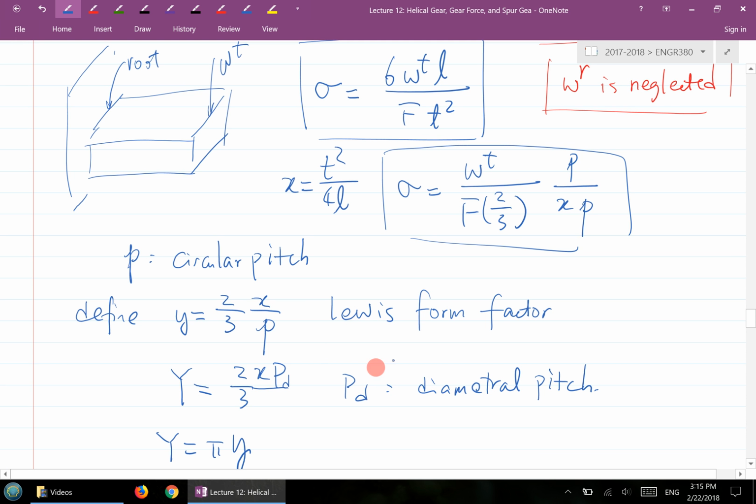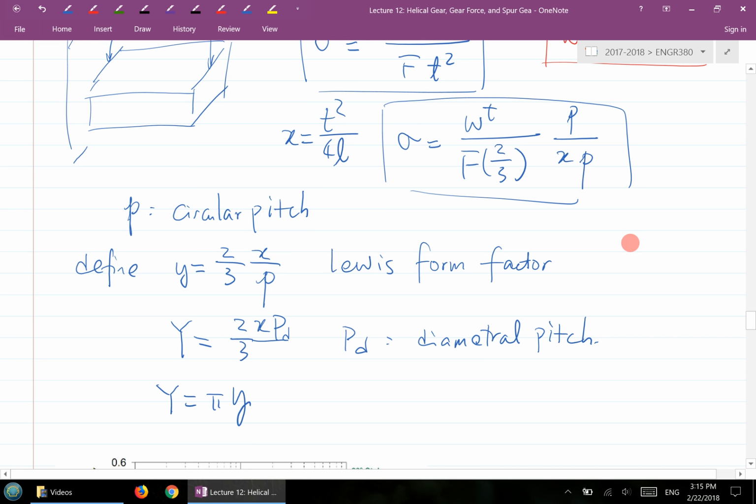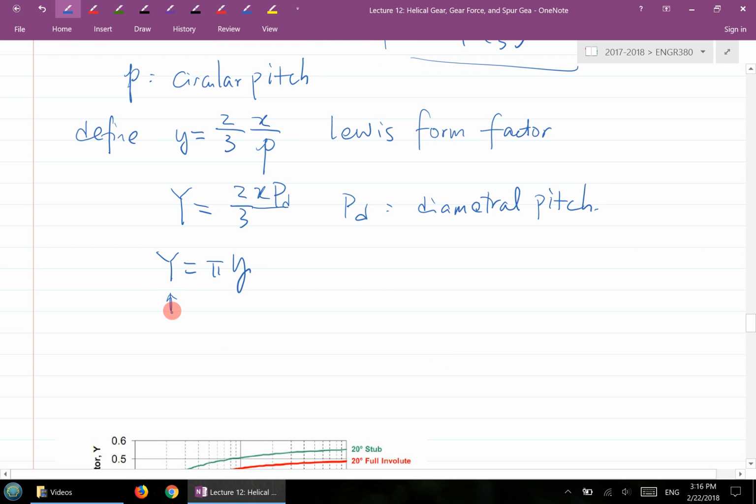So it's using the so-called form factor. I'll explain what the form factor means here. So this capital Y here is also called the Lewis form factor. Let me move this down a little bit here. So this one is the same name, Lewis form factor.